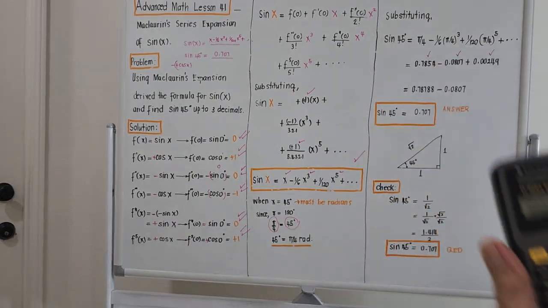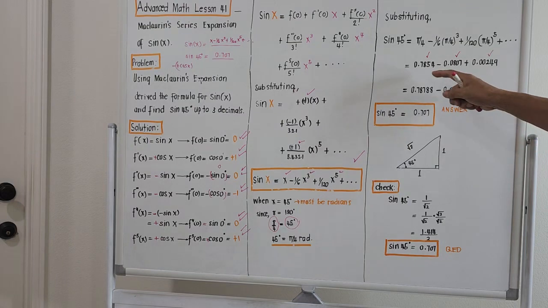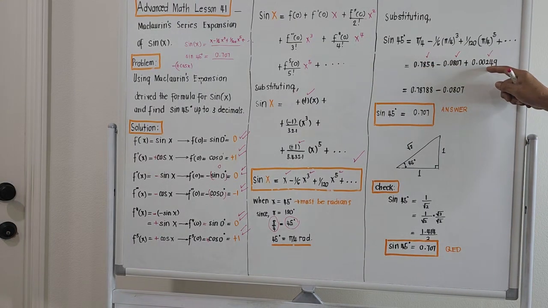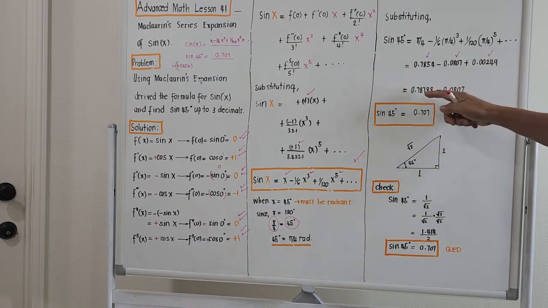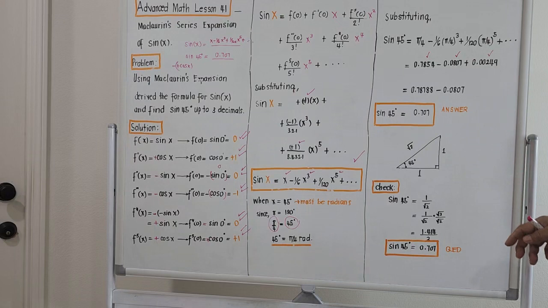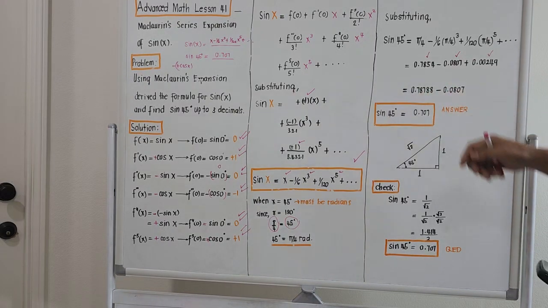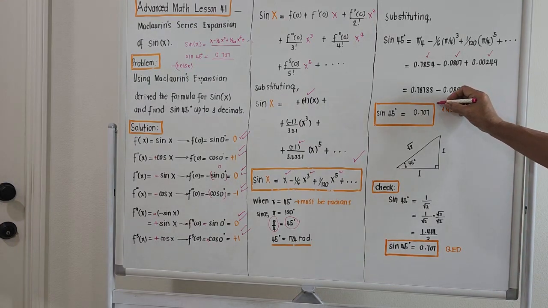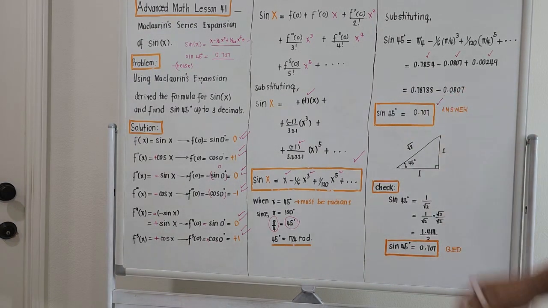0.00249. Right? So if we try to take the sum of these, plus this, plus this, it should be 0.78788. This is minus 0.087. And if we try to take the difference of this, what comes out is 0.707. So sine of 45 degrees is actually 0.707, and actually that's the correct value of sine of 45 degrees.